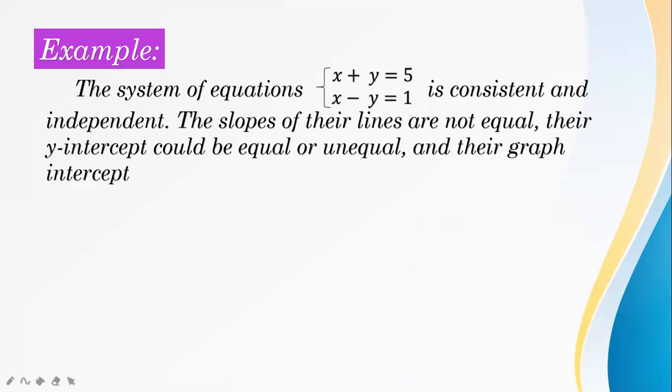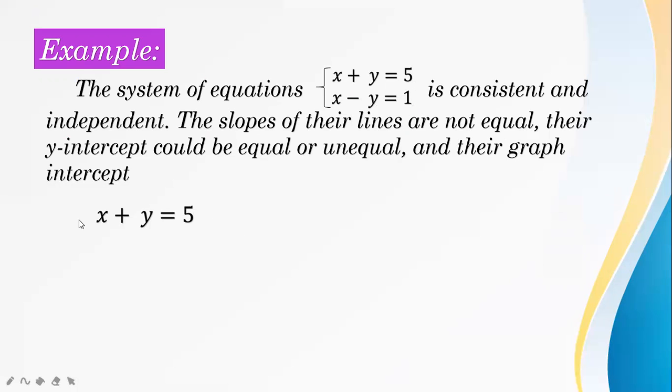We have the example. The system of equations x plus y equals 5, then x minus y equals 1 is consistent and independent. The slopes of their lines are not equal. Their y-intercepts could be equal or unequal, and their graphs intersect. So this will be your first equation, x plus y equals 5. Then the second equation is x minus y equals 1.